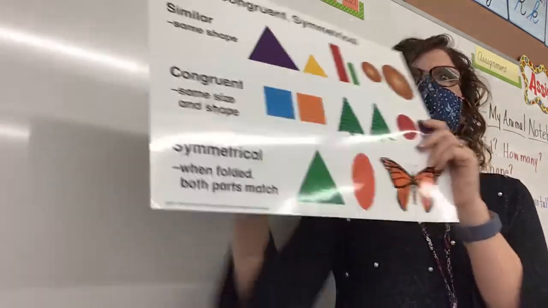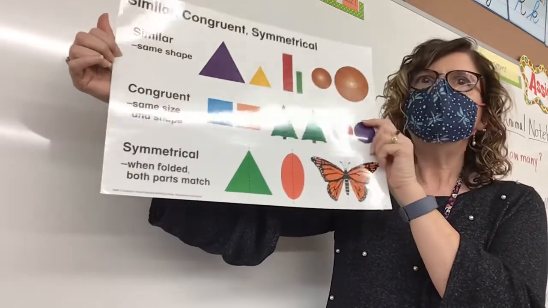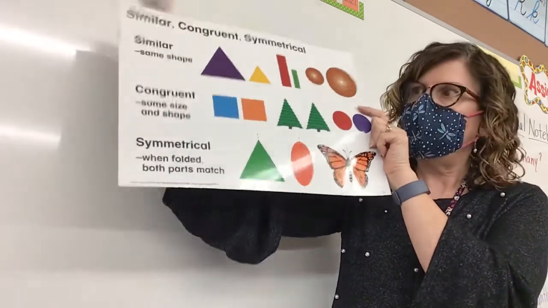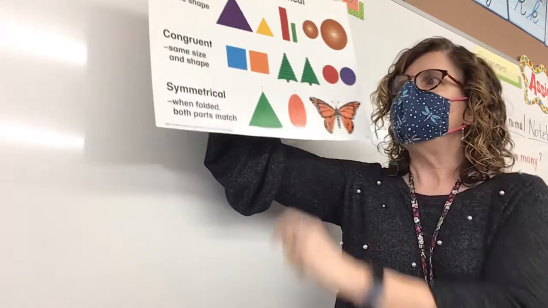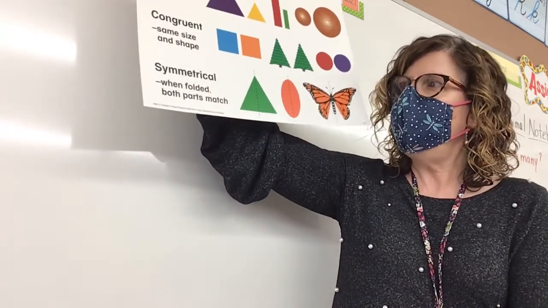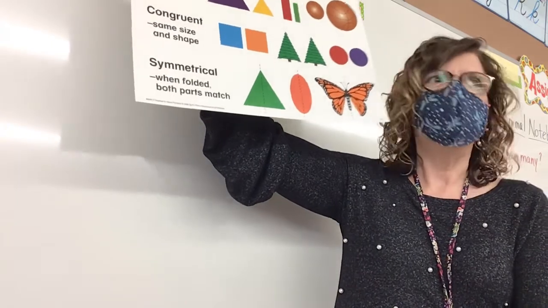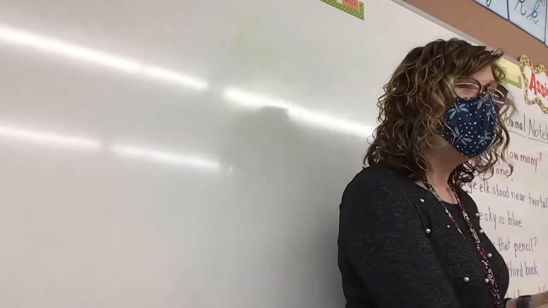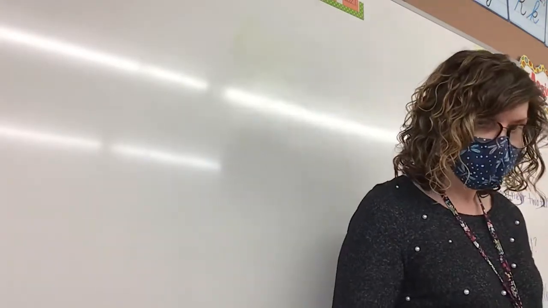Okay, so what is similar? Same shape, different size. What is congruent? Same size and shape. What's symmetrical? When folded, both parts match. Or when cut in half or divided in half is another way to say that.